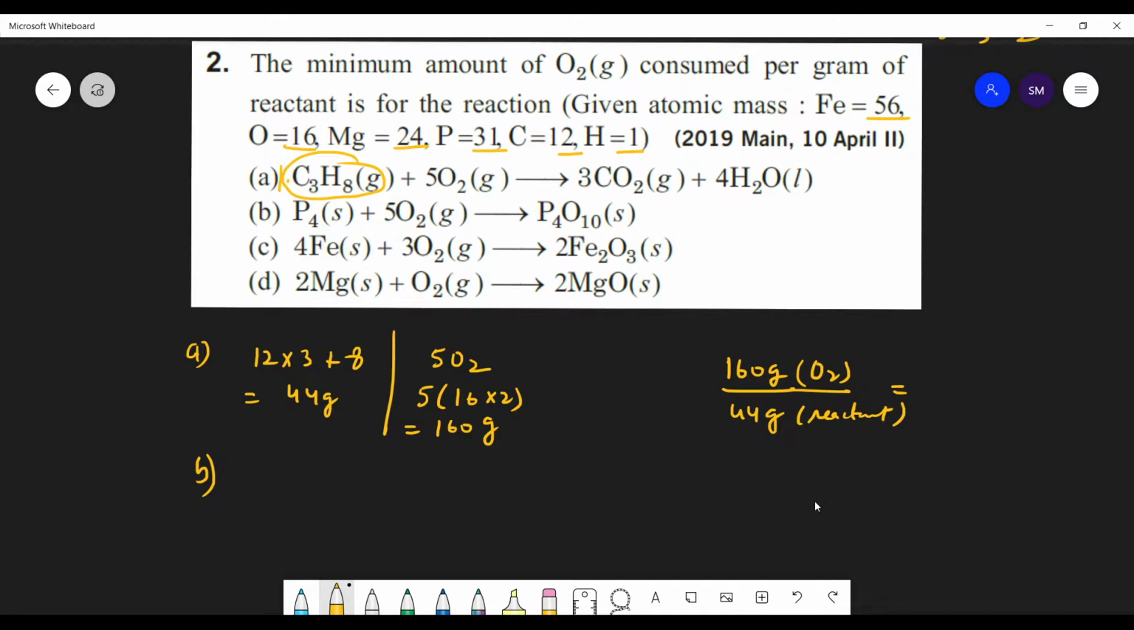Done with the answer, students? Yes. Okay, good. What's the answer? Option C. Yes, option C is correct. See, in the second, P4 is 124 grams, which is 31 multiplied by 4. And what about the oxygen? It's the same. So 124 grams upon 160.